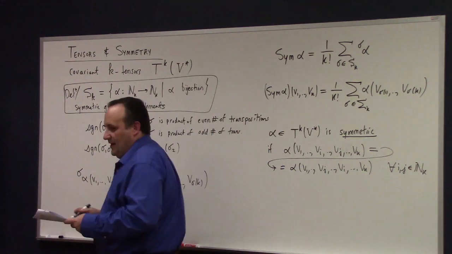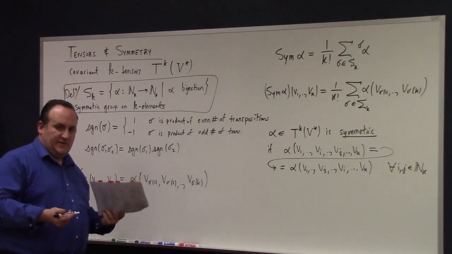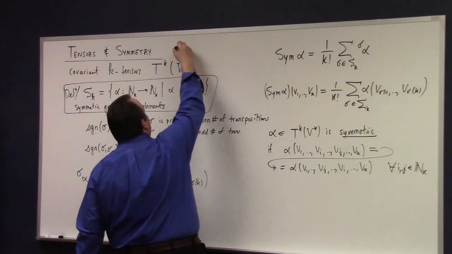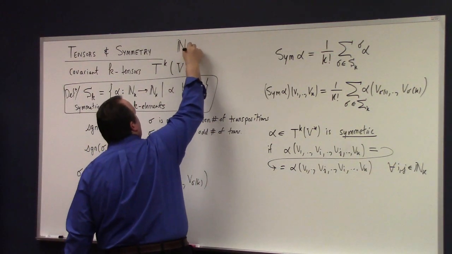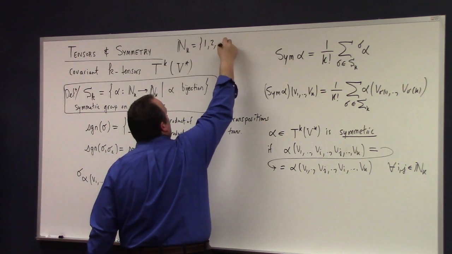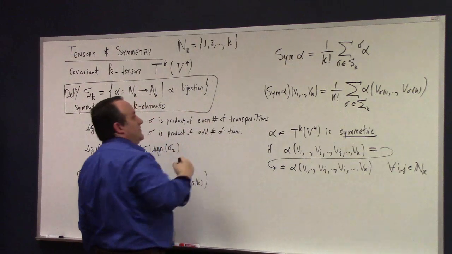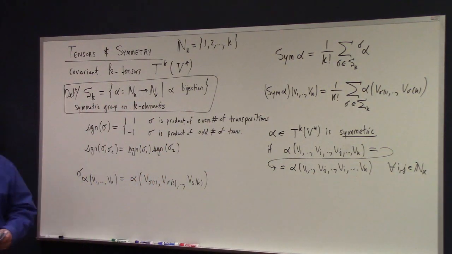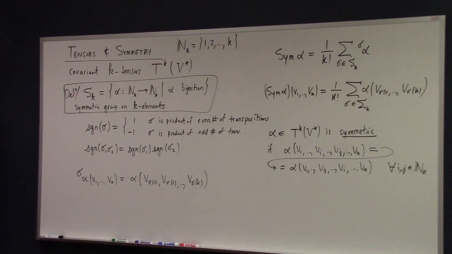And by the way, this n sub k that I'm just throwing out as if you know what it means, what do I mean by that? It's just counting numbers up to k, right? So a covariant k-tensor is symmetric if its value is unchanged by any swap of inputs, all right?